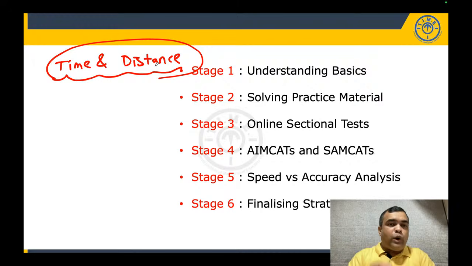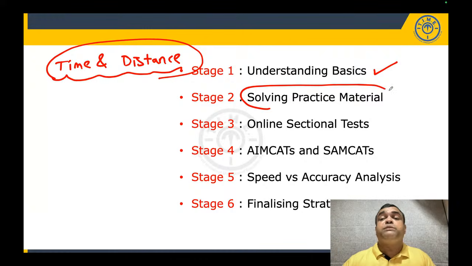Once you do time and distance, now I know the basics of the time and distance part. So I know circular tracks, when they meet for the first time, when they meet for the first time at the starting point, what the rules related to that are. Everything I've studied in the basics part. Is that okay? Okay. What about solving practice material?